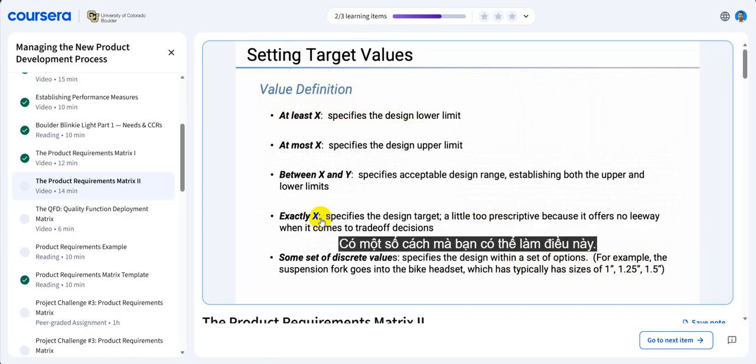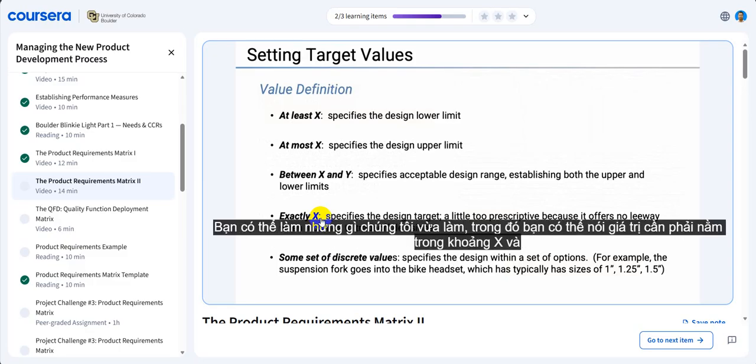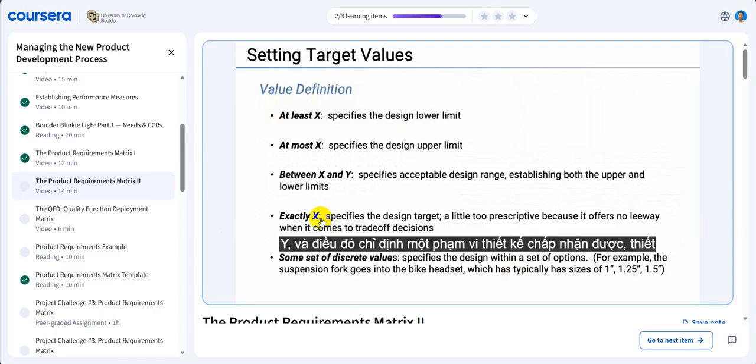There are several ways that you can do this. For example, you could have at least X, which means you're just specifying the design lower limit, or at most X, where you specify the design upper limit. You can do what we just did, where you can say the value needs to be between X and Y, and that specifies an acceptable design range, establishing both the upper and lower limits, like we just did.